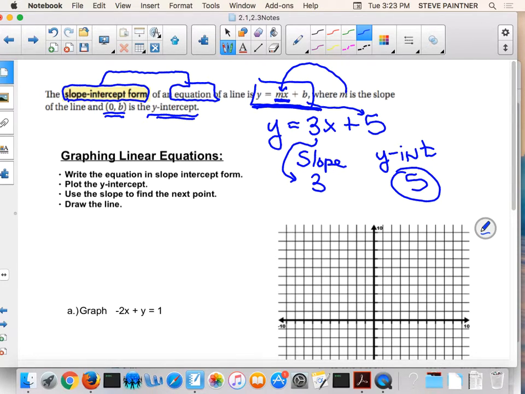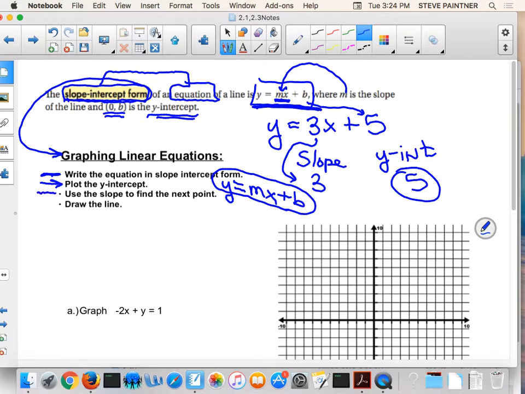Okay, so here's what you're going to do. The reason you want your lines in slope-intercept form is so that you can graph them. So first you're going to write the equation in slope-intercept form. Slope-intercept form, when I hear that, I think always solve the equation for y and get it to look like that. Okay, so solve for y. Then, the first thing you'll do is plot the y-intercept. Then you'll use the slope to find the next point. Then, of course, you're going to connect the points and draw the line. And that's really all you do. And I think you've done this in previous classes.